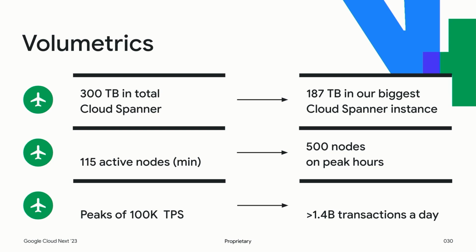In terms of volume, a total of 300 terabytes of data is stored in CERC's instances. The largest instance is 187 terabytes. The number of nodes varies from 115 to 500 nodes. At peak, it's roughly 100K QPS, or 100K transactions per second. And in total, like Andre mentioned, it's about 1.4 billion transactions a day.